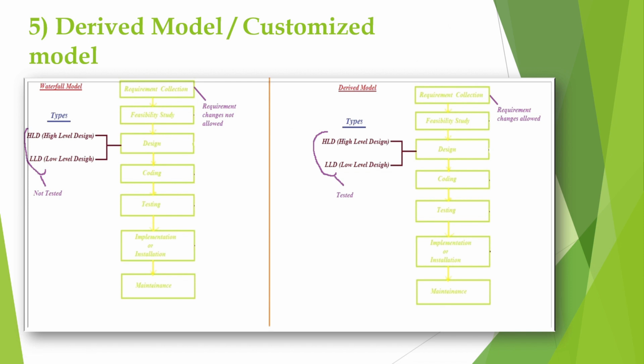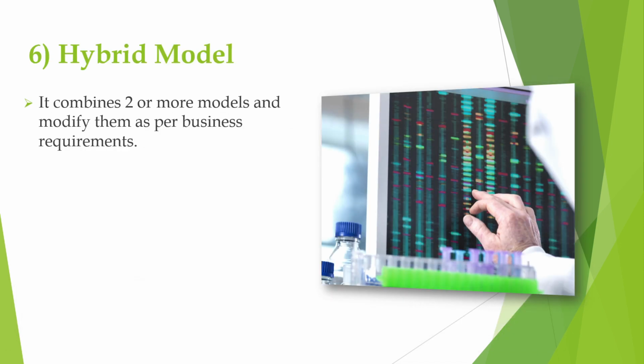Now let us see another SDLC model, that is the hybrid model. What does this hybrid model mean? As the name suggests, the hybrid model is the combination of two or more models as per our business requirement. In the derived model, we take any one of the four models and modify it. But in the hybrid model, we combine two or more models, then modify them as per our business requirement or customer requirement, and we develop the software or project.